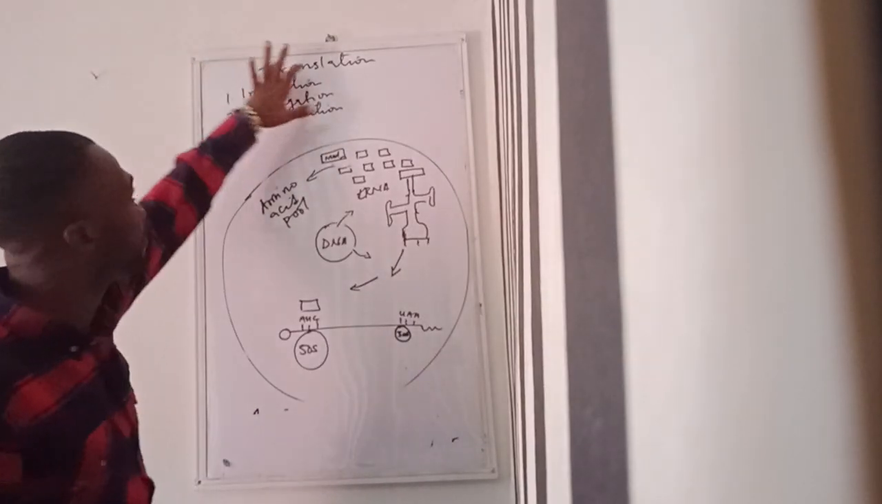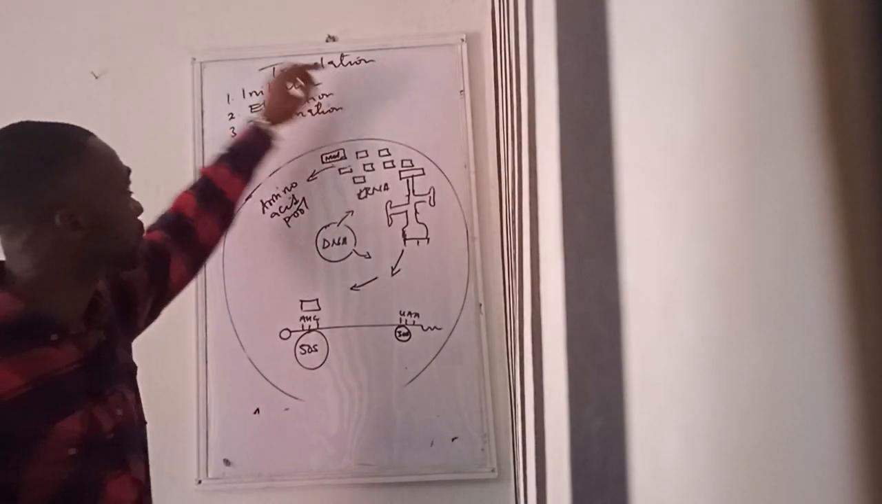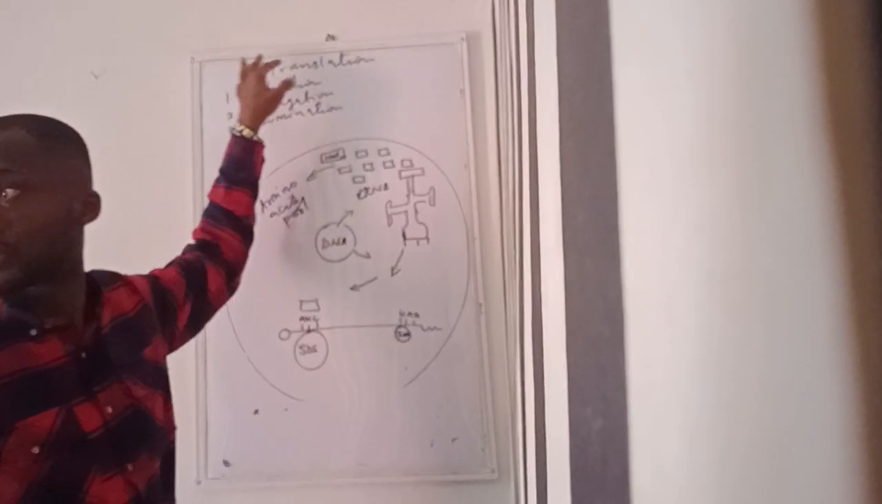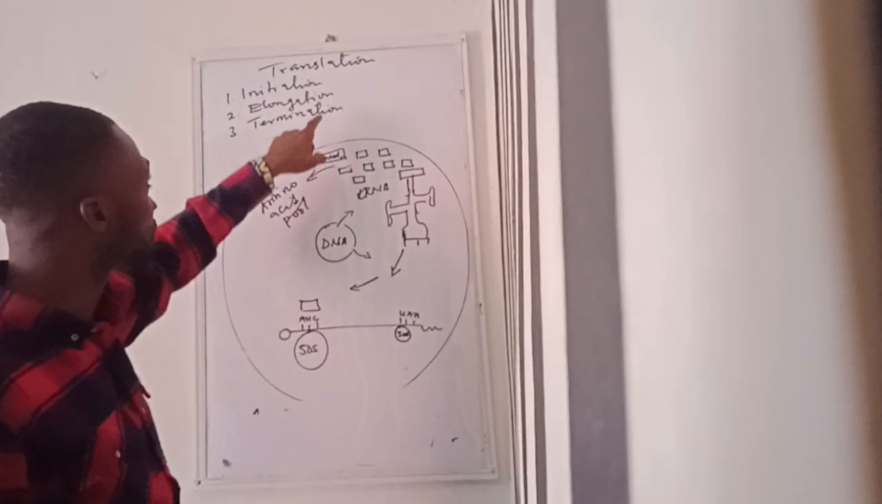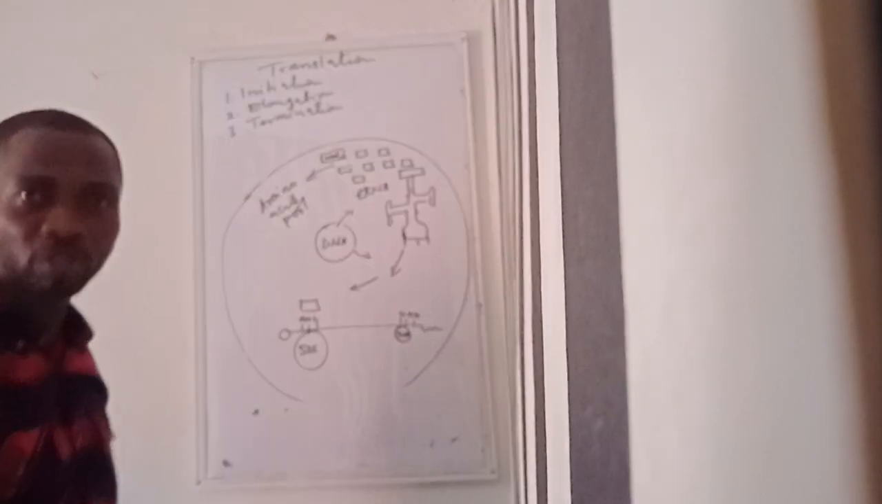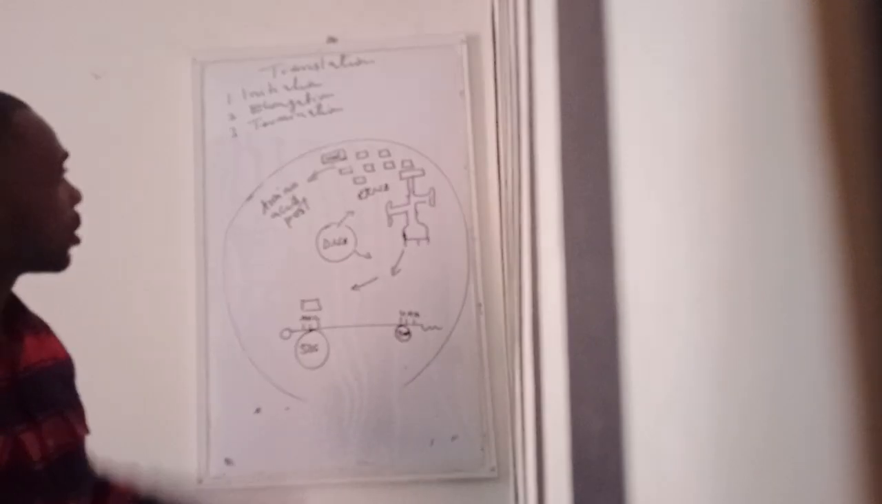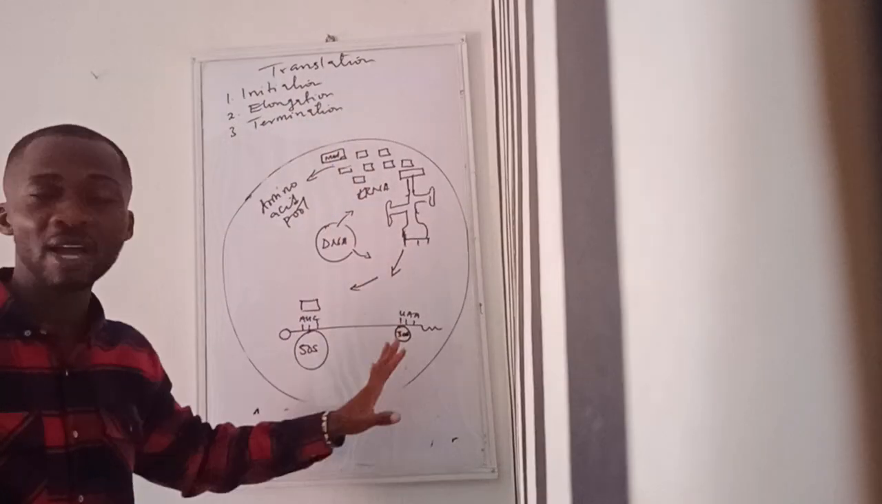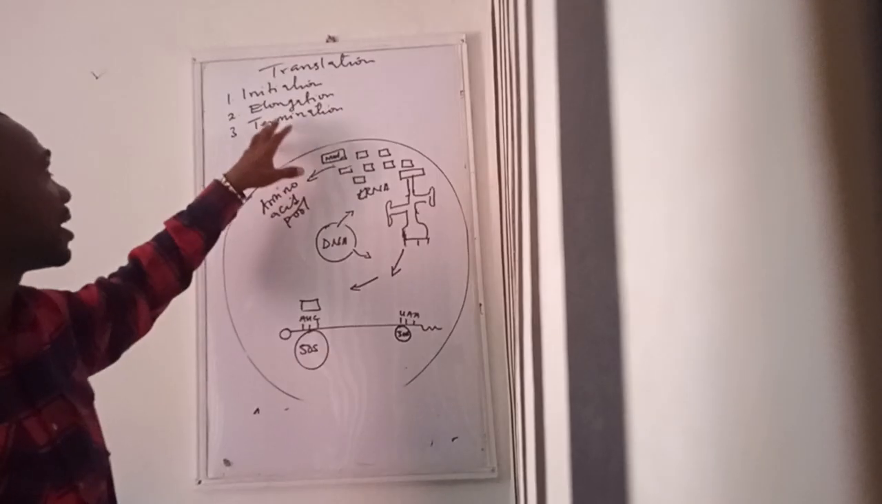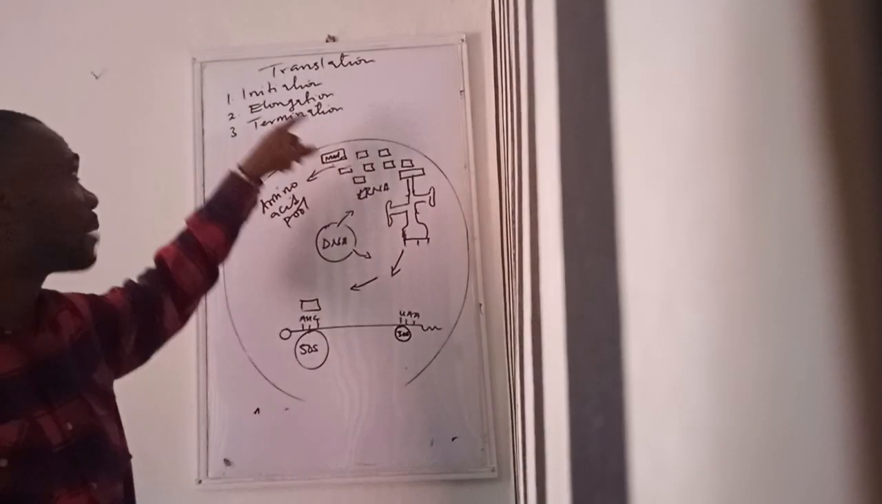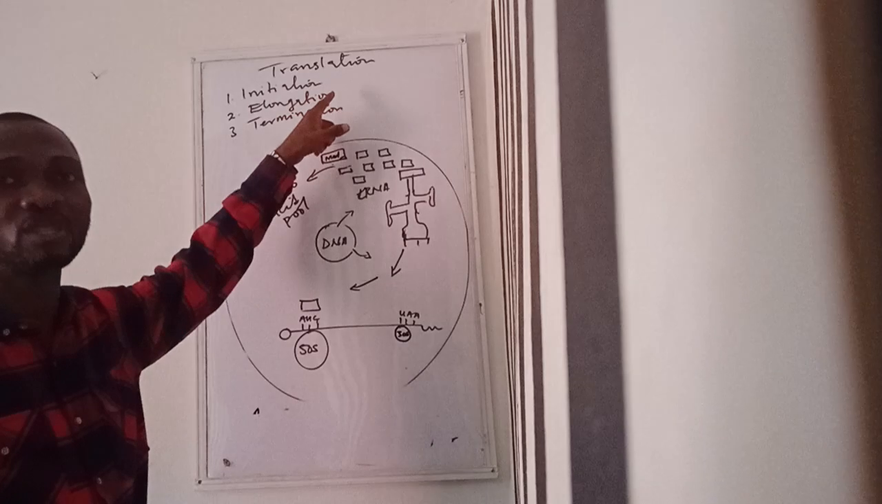So the first stage is initiation. The second stage is elongation, and the third stage is termination. So let's go. All the things I've explained so far happen within this initiation stage.